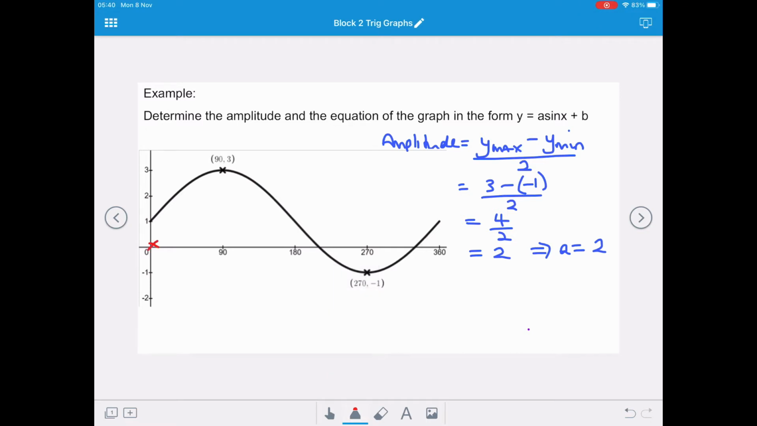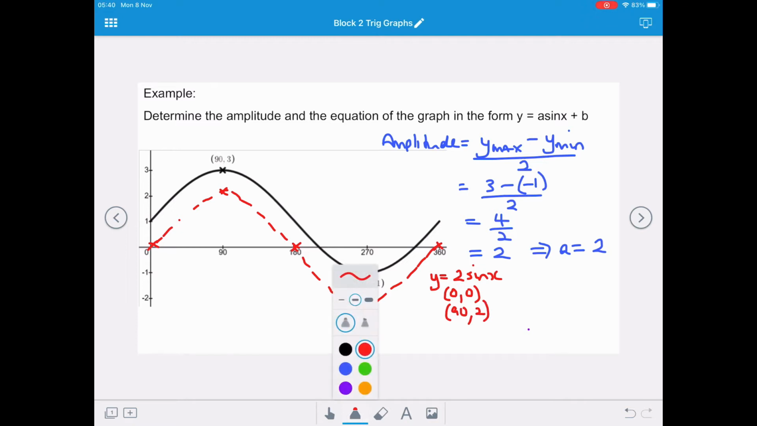Now the next thing we're going to look at is where it's moved to. So if we looked at our y equals 2 sine x curve, you can see I've marked in the key points here and sketched that in. And so it would start at 0, 0, go up to 90, 2, 180, 0, 270, -2, finishing at 360, 0.